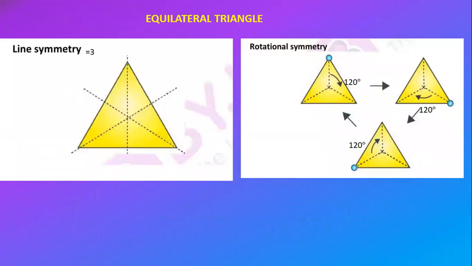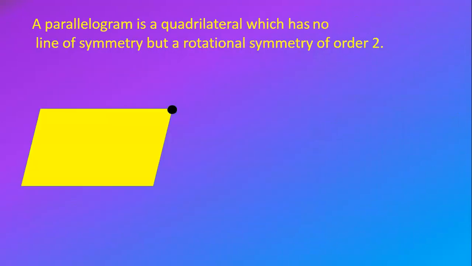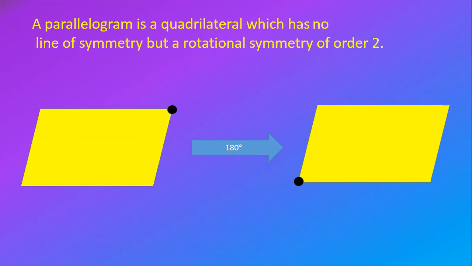Now let us consider an equilateral triangle. An equilateral triangle has three lines of symmetry and it has rotational symmetry of order three as well. The angle of rotation is 120 degrees here. In the case of an isosceles triangle, the line of symmetry is 1 and it has no rotational symmetry. A parallelogram is a quadrilateral which has no line of symmetry but a rotational symmetry of order 2, and the angle of rotation is 180 degrees here.